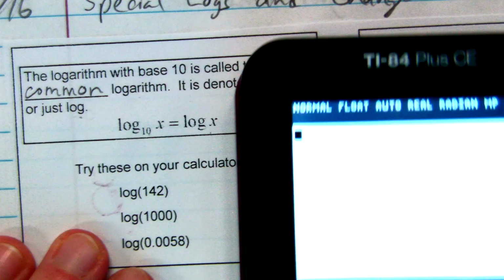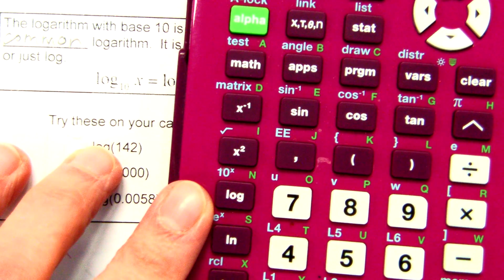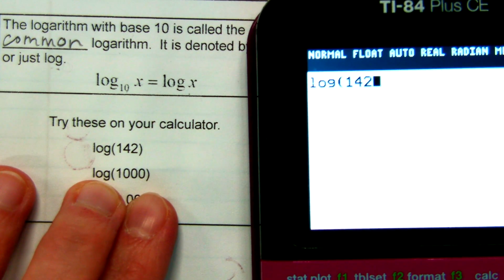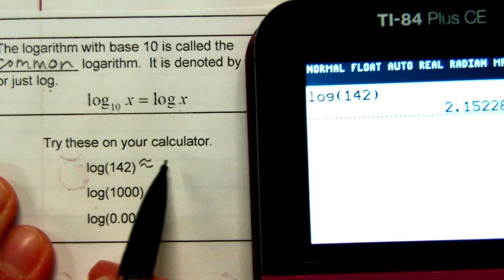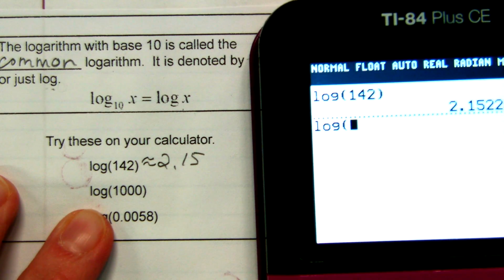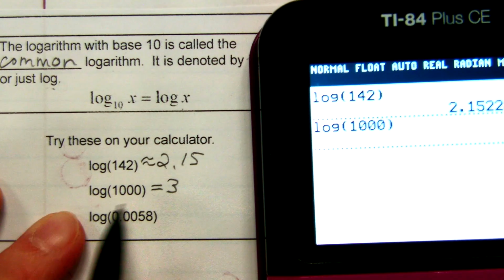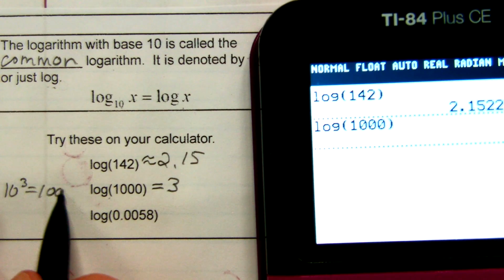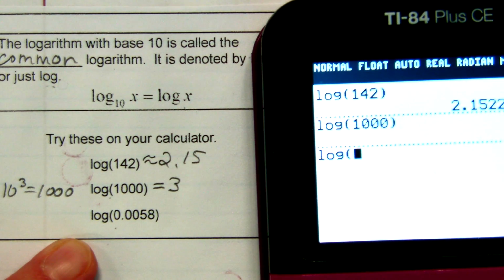This is where you're going to use the actual log button, which is right here on the side, LOG. Okay, so you're going to hit the log key and put in 142, and we'll just round it off. So it comes out approximately 2.15. Okay, if we do log of 1,000, it comes out 3. And the reason that's an even number, remember this is base 10. That's because 10 to the third power is 1,000. So these are base 10.